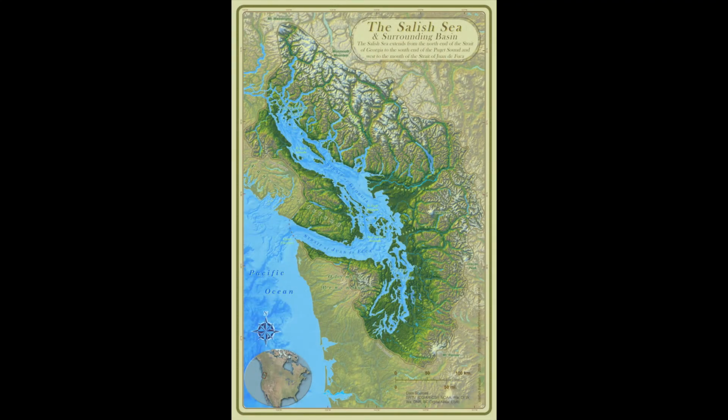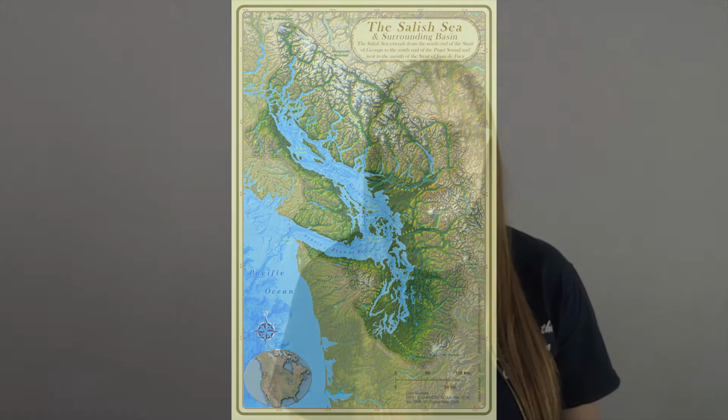Let's take a moment to recognize where we are. The Coast Salish peoples have a saying, when the tide is out, the table is set. The Coast Salish people rely on the natural resources of the Salish Sea and have been stewards of this land and the traditional and customary fishing grounds for thousands of years, and they continue to rely on these resources today.